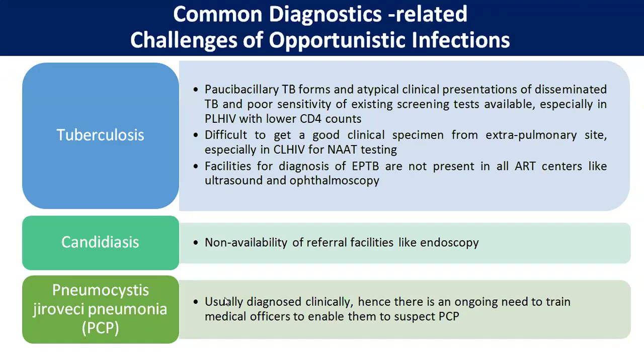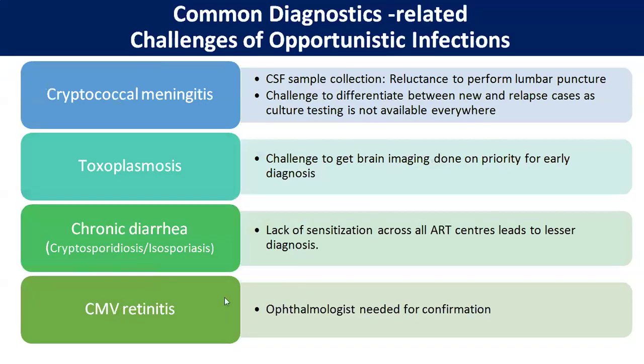Candidiasis: non-availability of referral facilities like endoscopy. PCP pneumonia is usually diagnosed clinically, hence there is an ongoing need to train medical officers to suspect and accordingly manage PCP. Cryptococcal meningitis: CSF collection has to be done. It should be done in a tertiary care center where LP is done and CBNAAT facilities are available, with aseptic precautions. Also, you have to differentiate between new and relapse cases, as culture testing is not available everywhere.